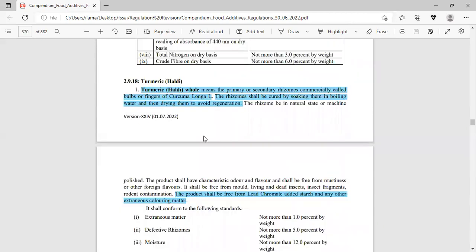In turmeric, it has to be free from lead chromate, added starch, and any other extraneous coloring matter.